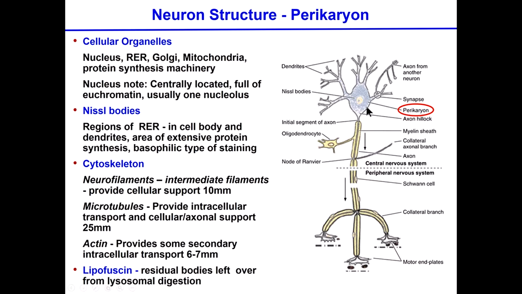All right, so let's look at what's in the perikaryon. The perikaryon is pretty much like the cytoplasm of just about any other cell. Okay, so what do you find in the cytoplasm of any other cell? You find the nucleus. Typically in the neurons, the nucleus is centrally located in the perikaryon.